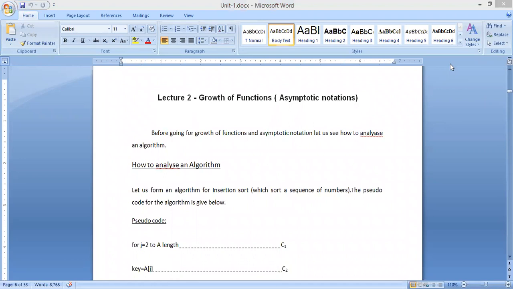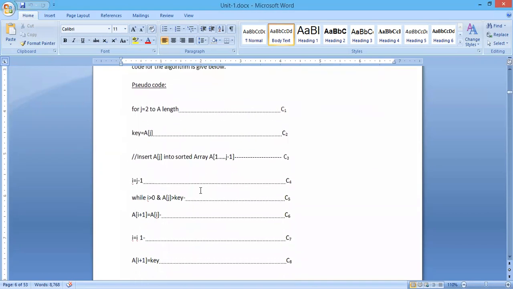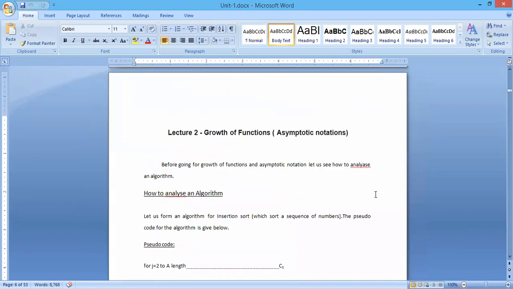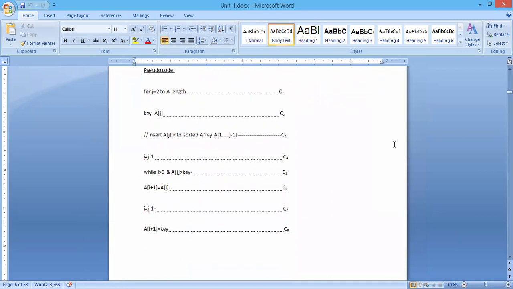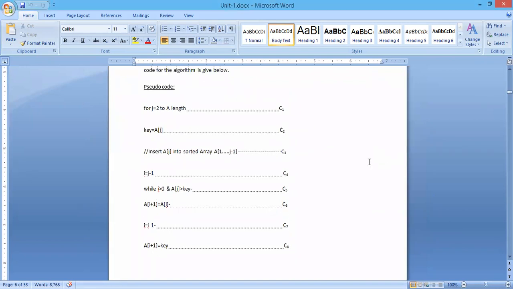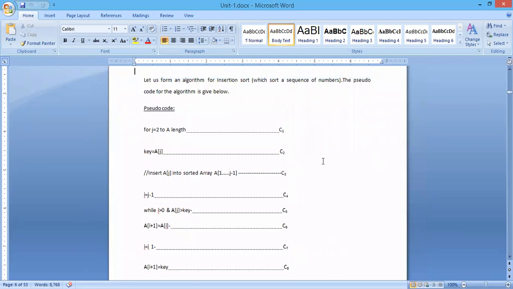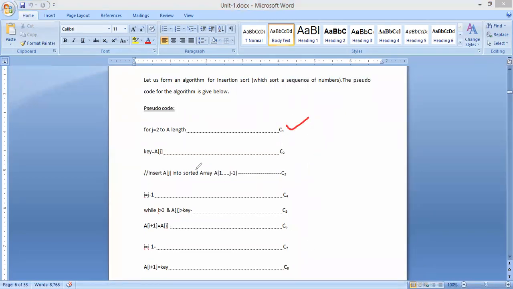So now, once again, we are going to discuss how we can execute and analyze our algorithm. Growth function is a part of this. Let's suppose this is my algorithm. In this, we have a few steps: C1, C2, C3, and so on up to C8.